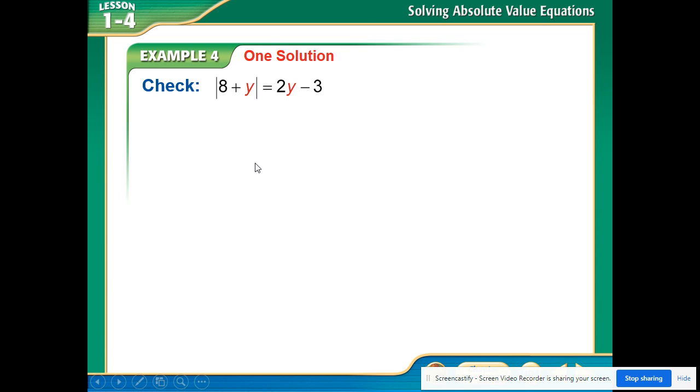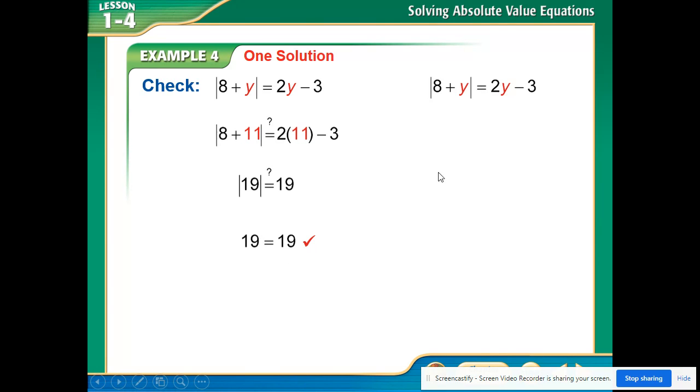So we go ahead and we plug into the first one here. We're going to plug in the 11. 8 plus 11 is 19. 2 times 11 is 22 minus 3, which is 19. 19 equals 19. That's pretty darn good. That's what we want. Let's look at it over here, however. Put in the negative 5/3.